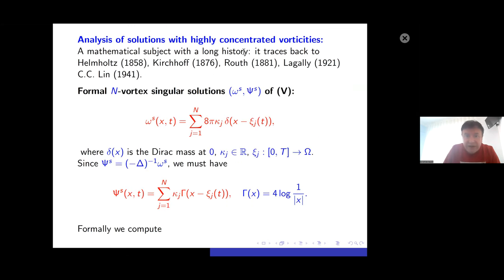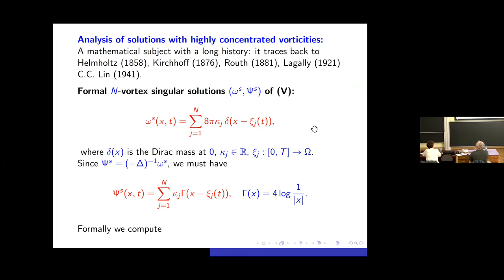Manuel, do you assume that kappa j are integers or arbitrary? No, these are just arbitrary real numbers. There's no a priori assumption on them. It is not necessary. Thank you. It's the intensity of the vortices.